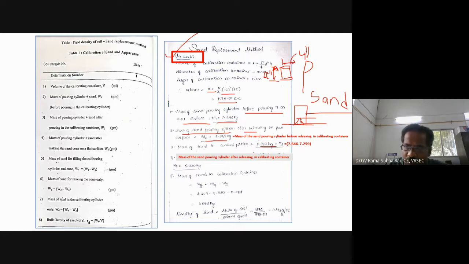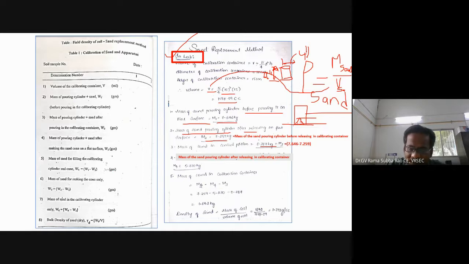Now the second step, as we discussed, we have to determine the density of sand. As a part of determining density of sand, we know density is mass of sand by volume of sand. Here we are using a calibrating container, so the volume of the sand is equal to the volume of the calibrating container. Now, how to determine the mass of the sand? Let us start now.